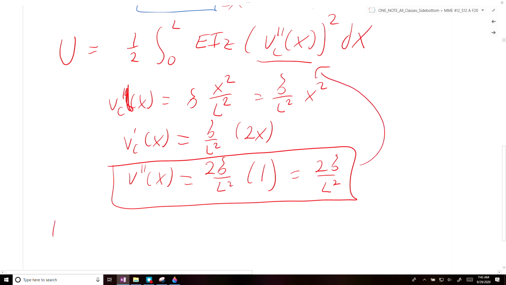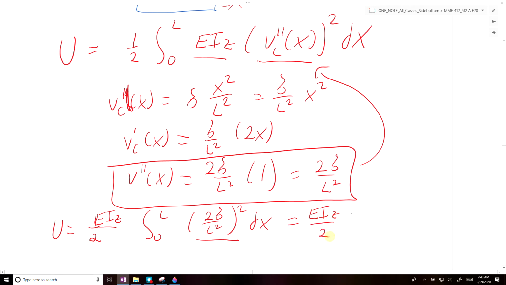So if we do that integral, U is going to be equal to 1 over 2. EIz is a constant in this case, so we can take it out of our integral. So we'll get an integral from 0 to L of 2 delta over L squared, squared, dx. This is just a constant, so we can take it out. So we end up getting EIz over 2 times 4 delta squared over L to the 4th times the integral from 0 to L of just dx, so that's just going to be equal to x evaluated from 0 to L.